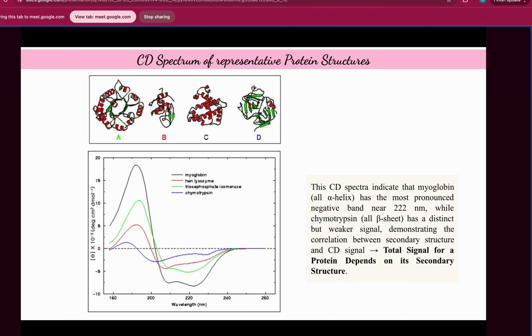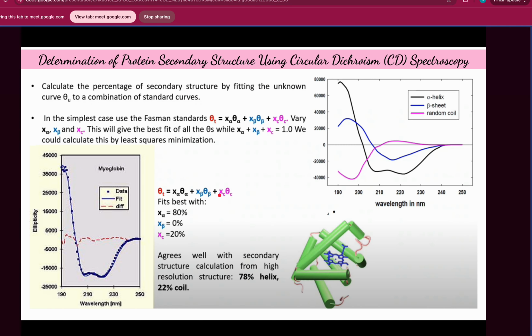And this is another example in which, if there is more alpha helical content or less alpha helical content, we can distinguish among them. So this is how different spectra are observed for different proteins based on their alpha helical content. If you're interested, you can go through this. And similarly, this is another example.